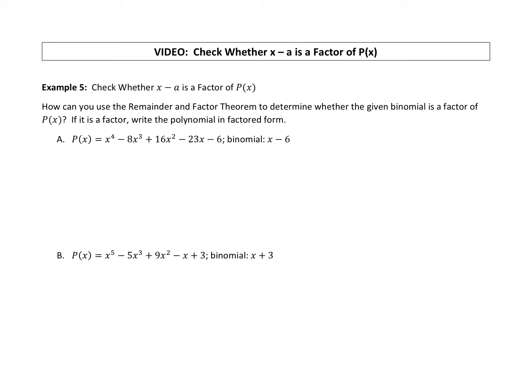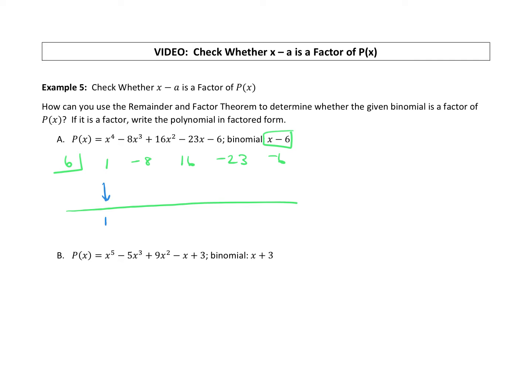So in synthetic division, you want the a value, which, for x minus 6, we're going to use a positive 6 in the corner box there. We're going to write out the coefficients of our polynomial. We're going to look for any gaps. We have an x to the fourth, x cubed, x squared, x to the first, constant, so we don't have to have any zero placeholders. We write out those coefficients: 1, -8, 16, -23, -6, leave a space, and we can start our synthetic division.